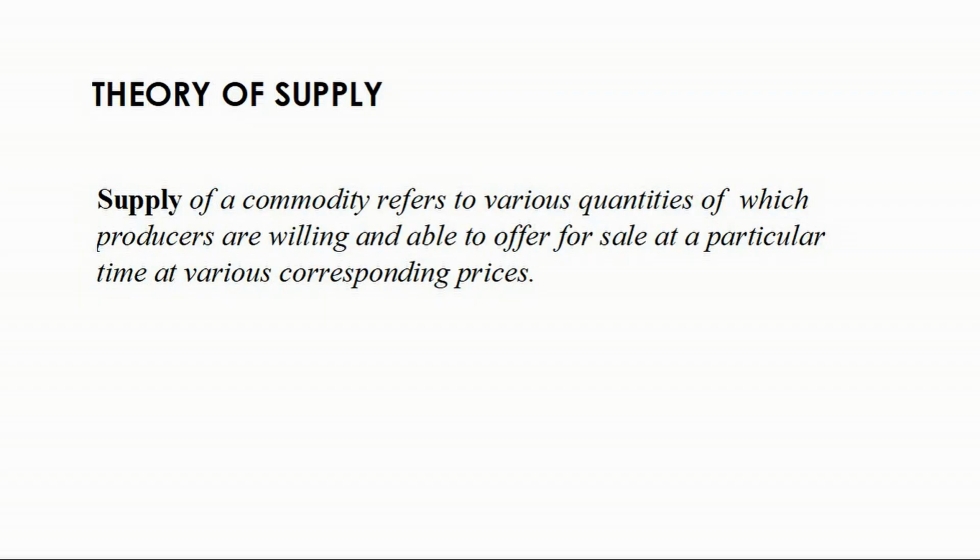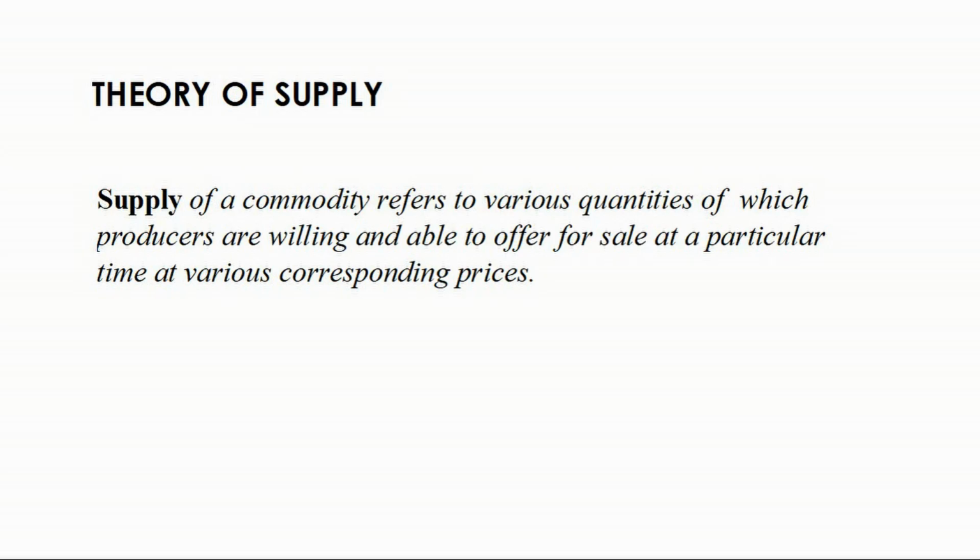Theory of supply. Supply of a commodity refers to the various quantities which producers are willing and able to offer for sale at a particular time at various corresponding prices. That is what supply means. It is the amount of commodity that producers are willing and able to offer for sale at a particular time with a corresponding price.